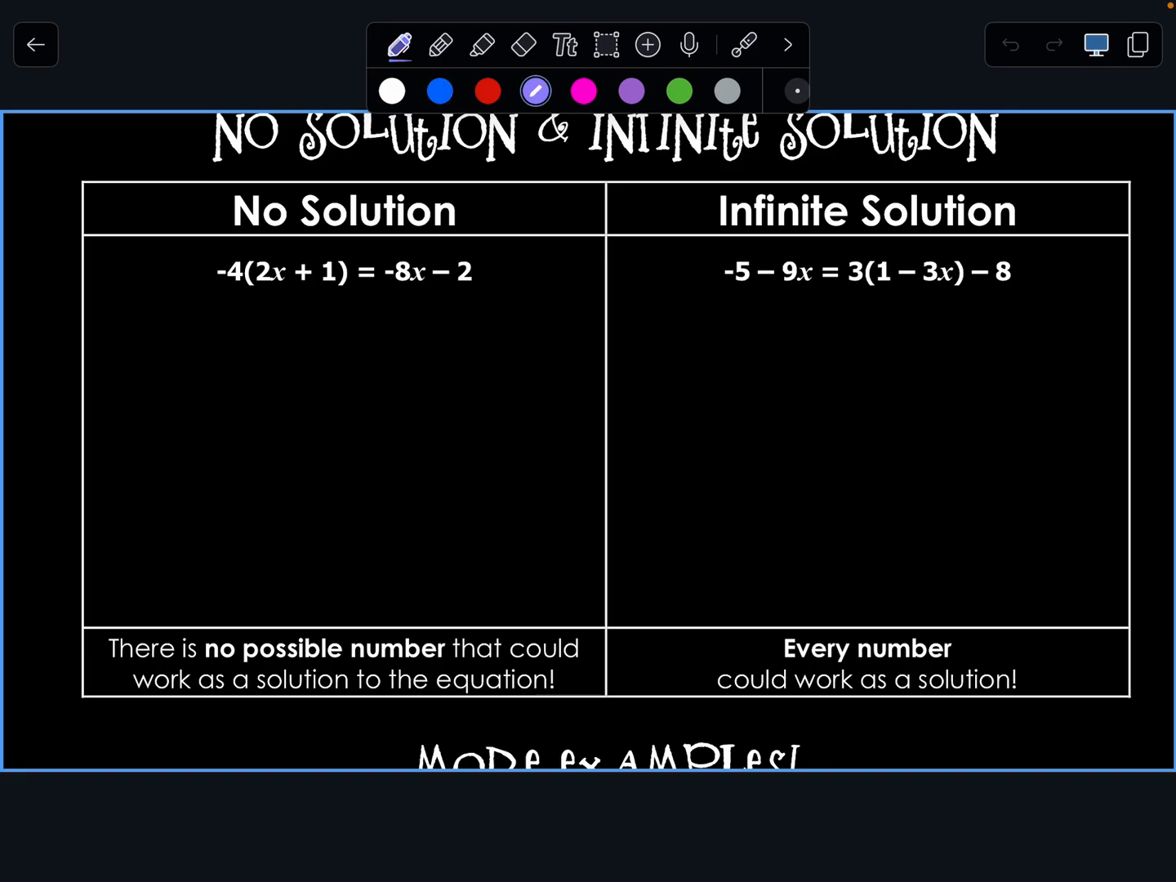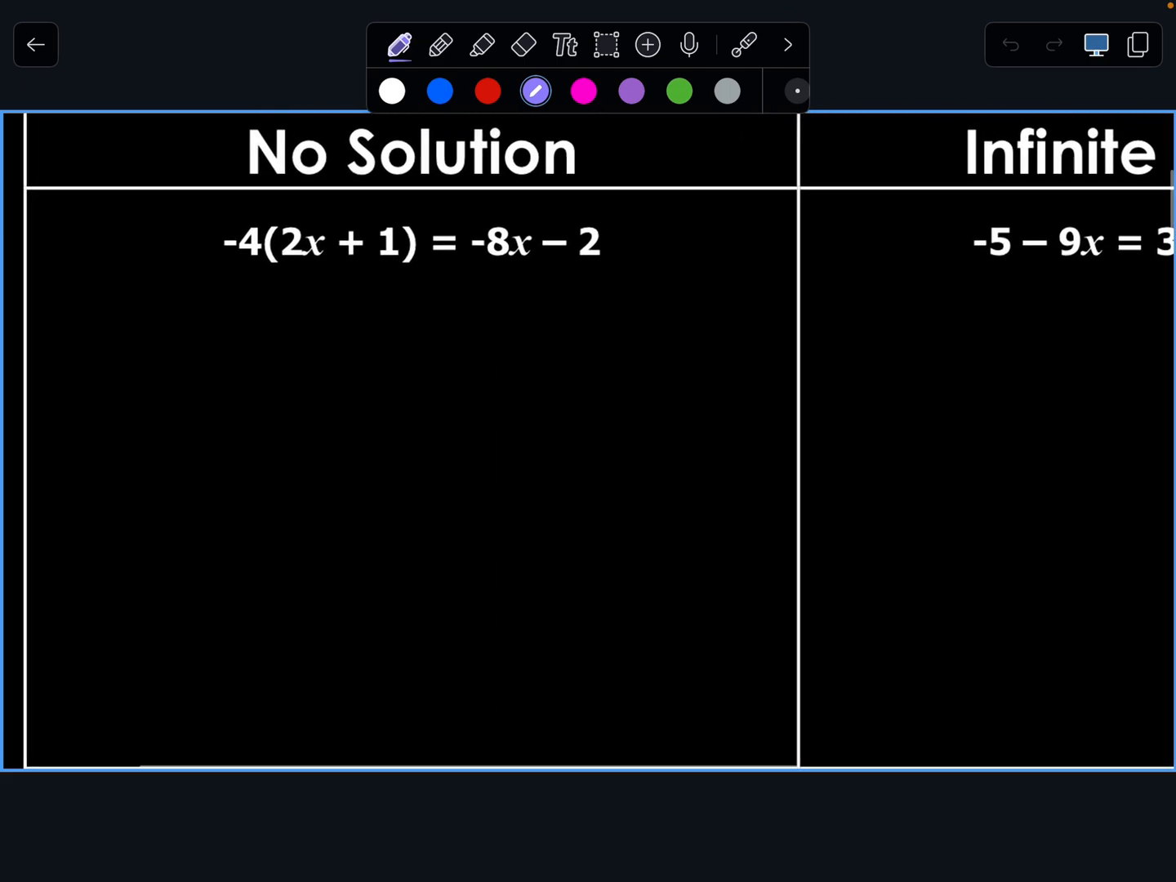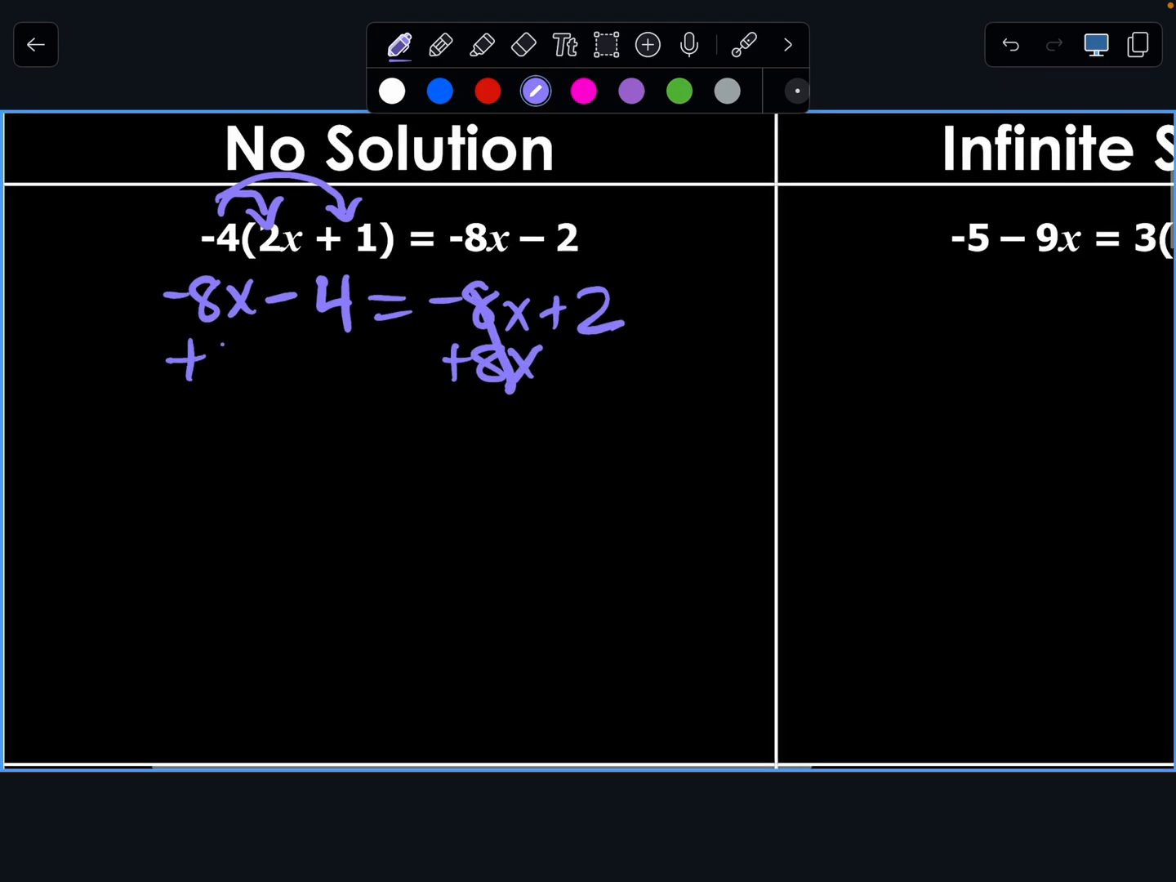What's our first step whenever we are going to solve for x? Distribute. So negative 4 times 2x is negative 8x. Negative 4 times 1 is... equals negative 8x plus 2. I'm going to add my 8x plus 8x. And then I get 0x, which equals 0. Yep. And then we have negative 4 equals 2. Is that a true statement?